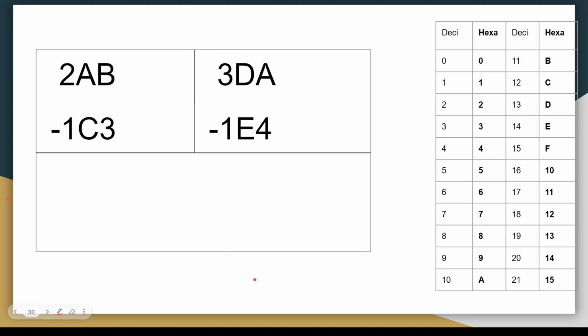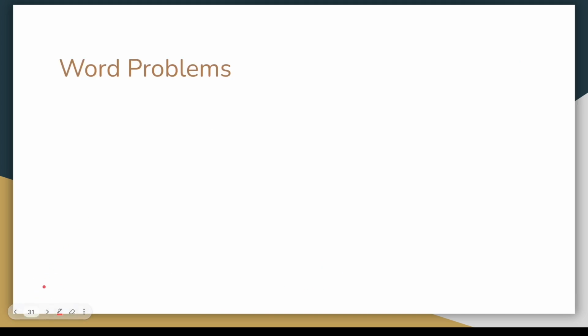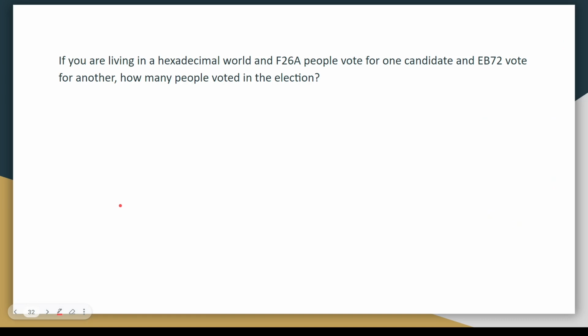So that's it for the addition and subtraction of the number systems. So now let's move on to word problems. Just taking a couple of word problems.